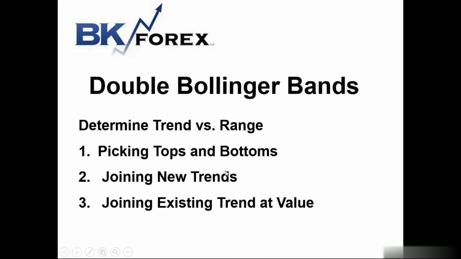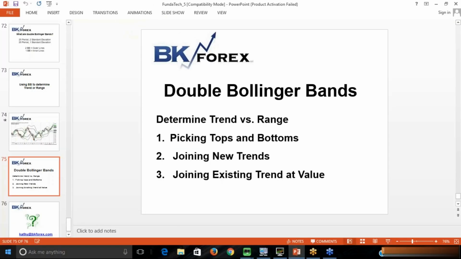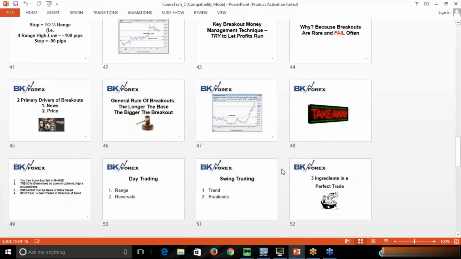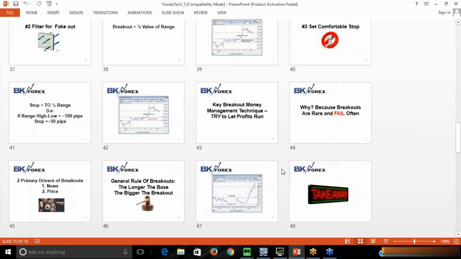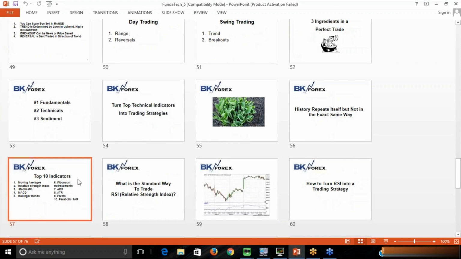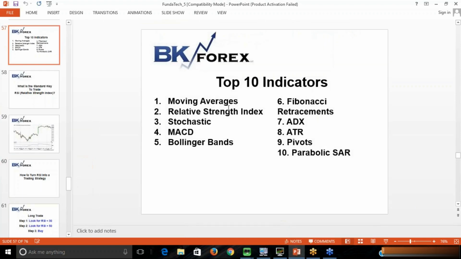But I do want to get back to the 10 technical indicators and how to use them. And I want to review them on the charts. Let me see if I can find the top 10 technical indicators. So we talked about RSI and we talked about Bollinger Bands. These two have very specific trading strategies that I personally like a lot.